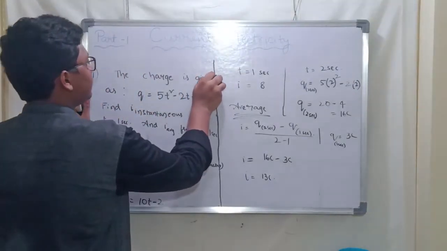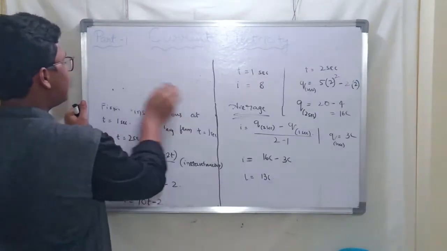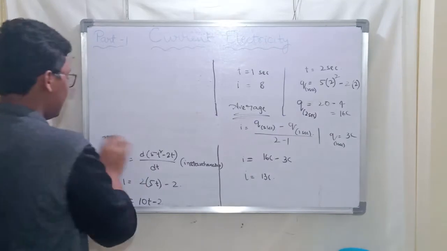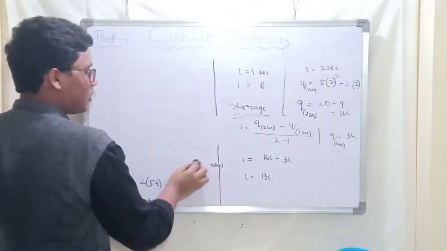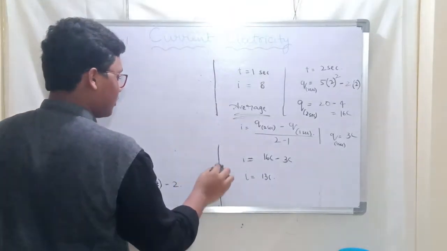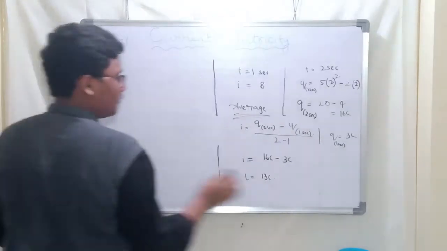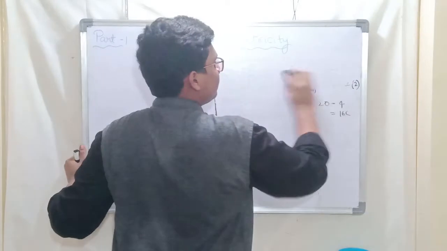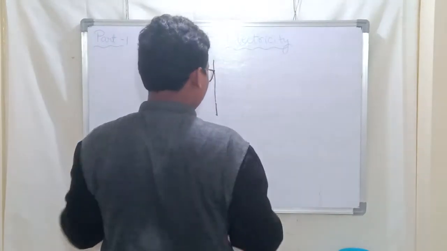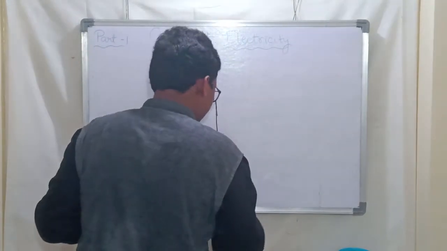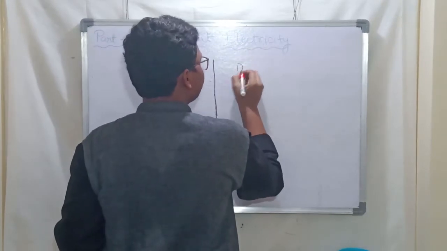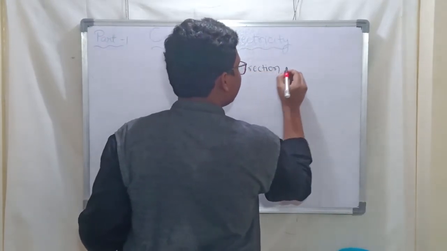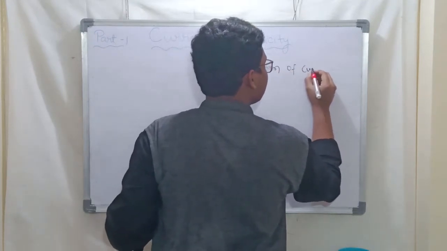direction of the current. The direction of the current will always be perpendicular to the cross-sectional area of the conductor. Cross-sectional area means, if it is drawn in this direction, that is the direction of current.